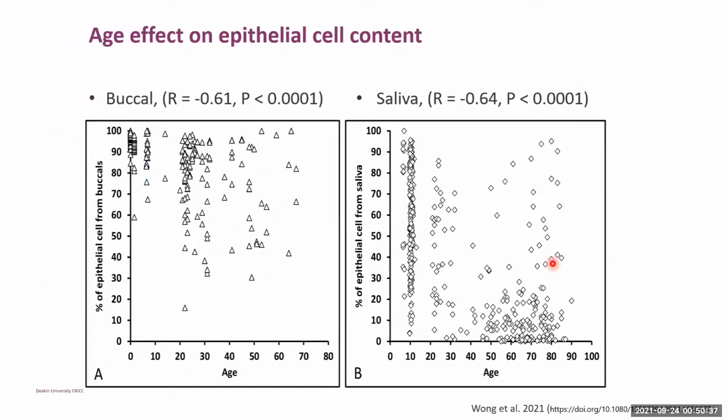Furthermore, we stratified buccal and saliva and looked at them separately. In this result, we analyzed the buccal, which is graph A, and graph B is the saliva. We found a similar relationship, a moderate negative non-linear correlation comparing age versus percentage of epithelial cells from buccal and from saliva.